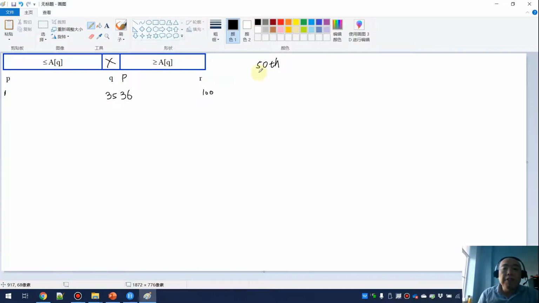If we are looking for the 50th order statistic, and we are starting from 36, what is the new order statistic we are looking for? We do 50 minus 36 equals 14. So in the new search area, with P as 36 and R as 100, we are looking for the 13th order statistic only in this part. For the other part, we can just throw that away.